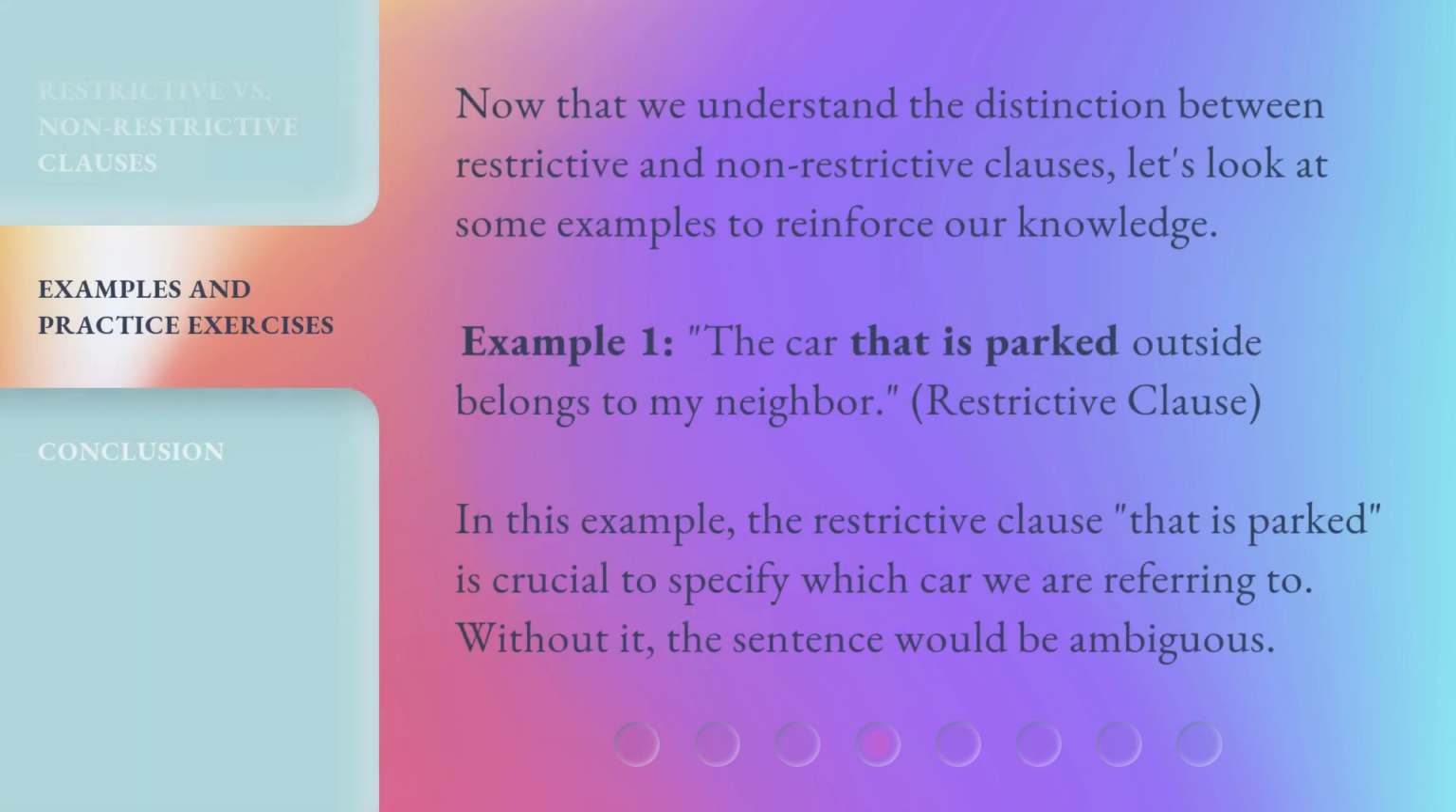Now that we understand the distinction between restrictive and non-restrictive clauses, let's look at some examples to reinforce our knowledge. Example 1. The car that is parked outside belongs to my neighbor. Restrictive clause. In this example, the restrictive clause, that is parked, is crucial to specify which car we are referring to. Without it, the sentence would be ambiguous.